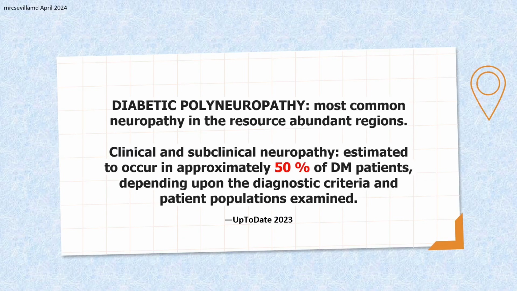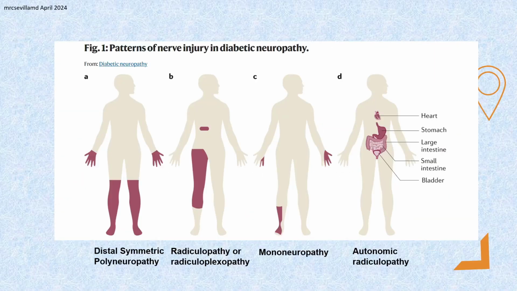They estimate that 50% of all diabetic patients already have clinical and subclinical neuropathy, making it the most common type of neuropathy in a resource-abundant region. There are 4 patterns of diabetic neuropathy. Most people complain about distal symmetric polyneuropathy, which affects the hands and the legs, but it is also possible to have spotty involvement of the extremities or pure autonomic involvement affecting the intestines, the bladder, and the heart.